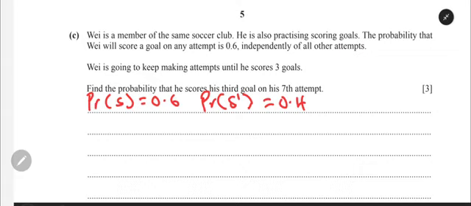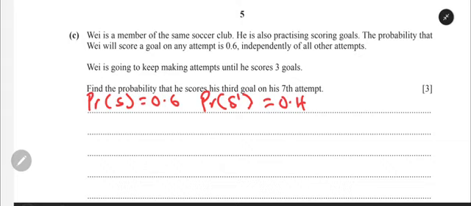Now find the probability that he scores his third goal on his seventh attempt. To score his third goal on his seventh attempt, he must have scored 2 goals in the first 6 attempts, while scoring the third goal on the 7th attempt. So we need the probability of scoring 2 goals in the first 6 attempts, and for us to do that, that's binomial. We are looking for the number of successes in n trials, so 2 goals in 6 attempts. That is binomial.